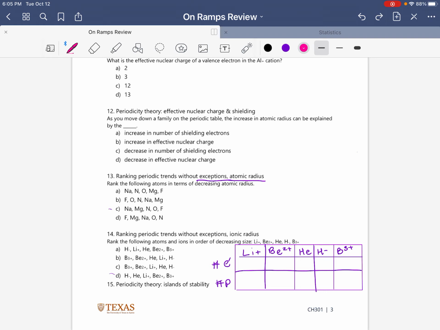Okay, so let's go ahead and get started. So we're going to rank periodic trends without exceptions, atomic radius on number 13. We're going to rank the following in terms of decreasing atomic radius. So we look at a periodic table. We increase going this way, so we must decrease going the other way.